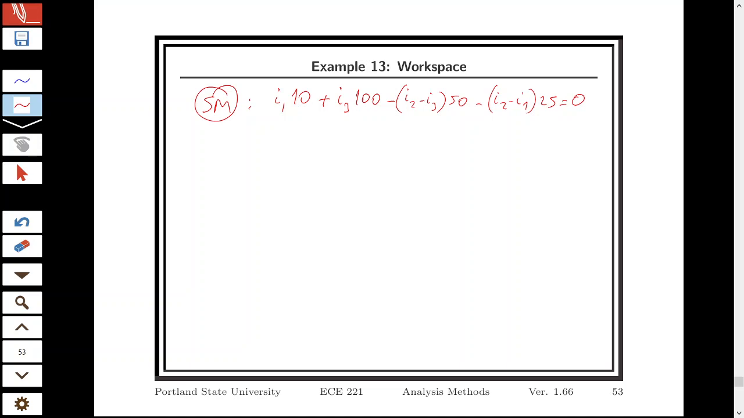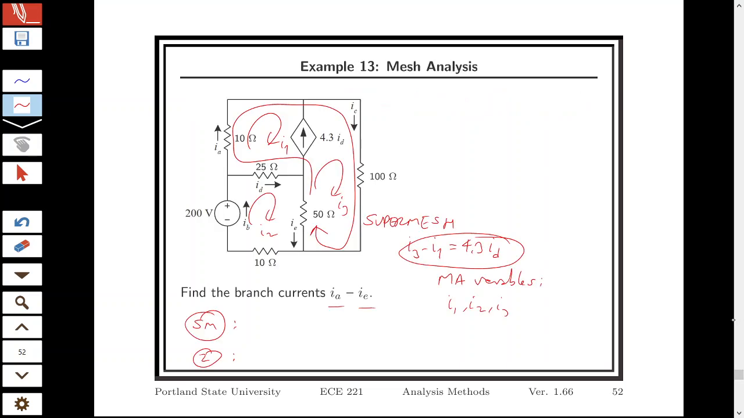Okay, so let's see what we have done here. Let's put down the currents and voltages. Of course, we should have done this earlier, right?